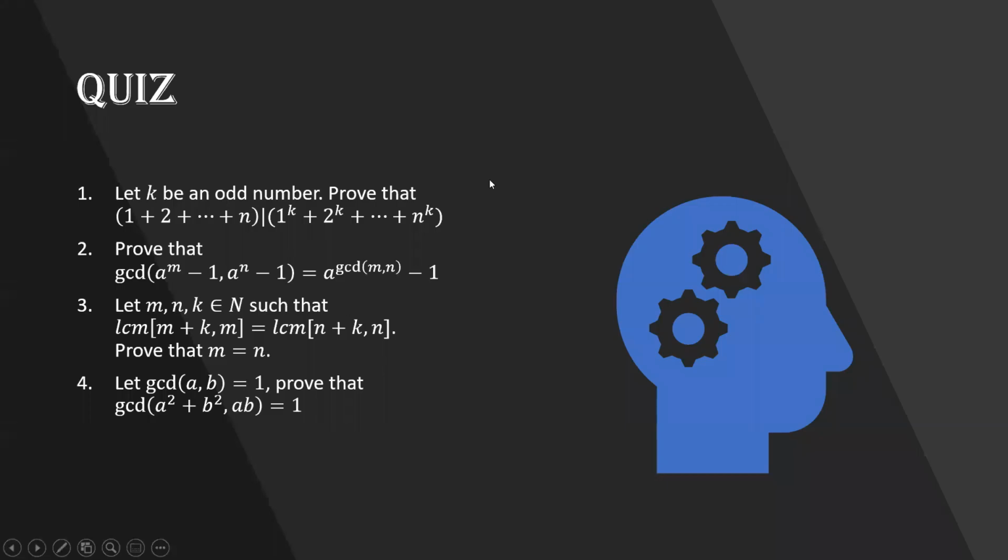So there are 4 problems. You can try them. The first problem is: let k be an odd number. Prove that 1 plus 2 plus etc. plus n divides 1 power k plus 2 power k plus etc. till n power k. This problem is not related to GCD LCM, but I just wanted to give it a try, because when we take a topic, we must not just stick to that. It is just a refreshment problem.